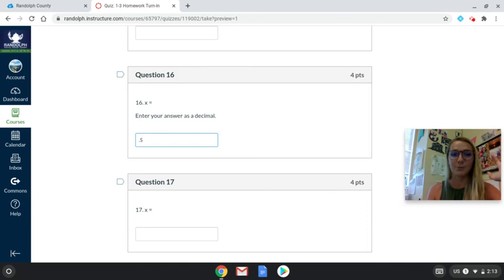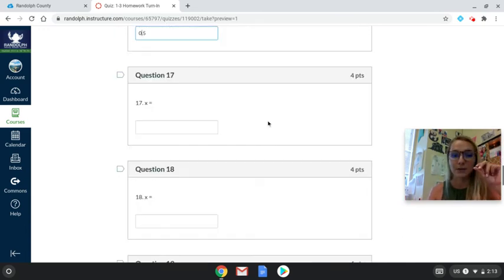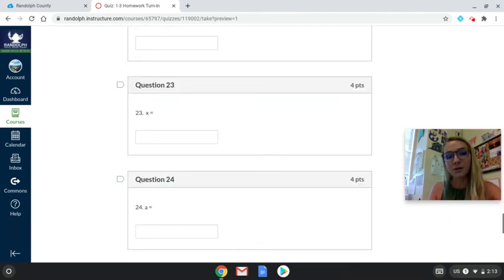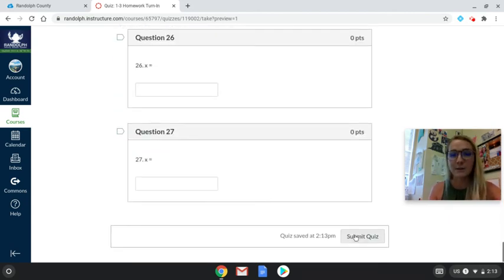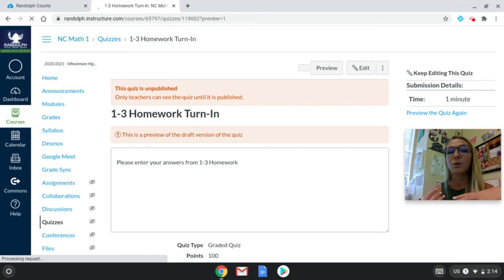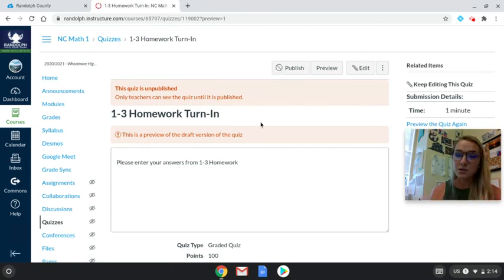It shouldn't matter if you put 0.5 or .5. I'm pretty sure it accepts both answers there. So once you've entered all your answers, we'll hit submit. You'll have done them all, so you shouldn't get that message. And then it will tell you what's correct and what's not correct. So just look over it.